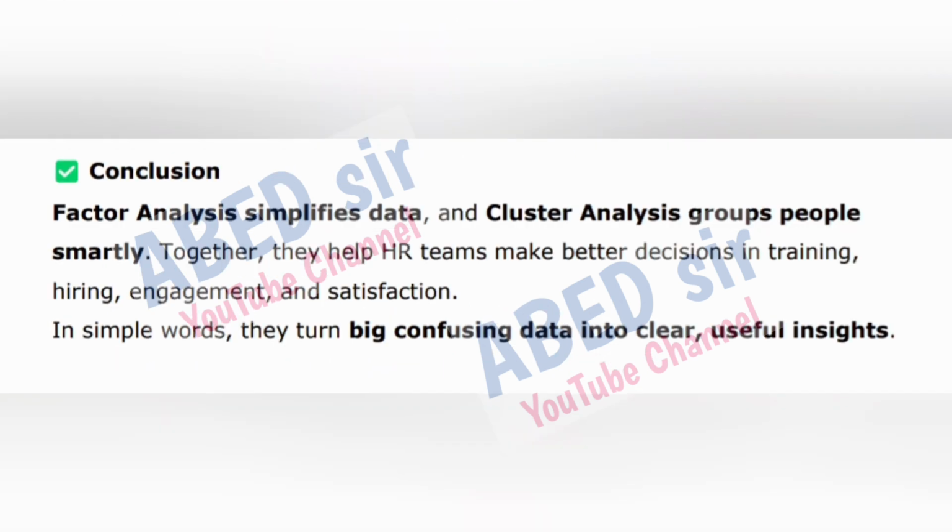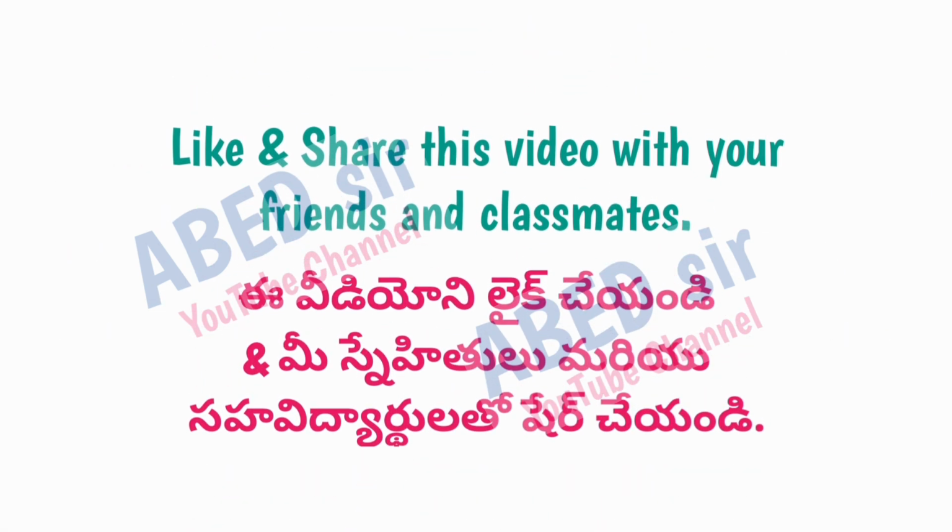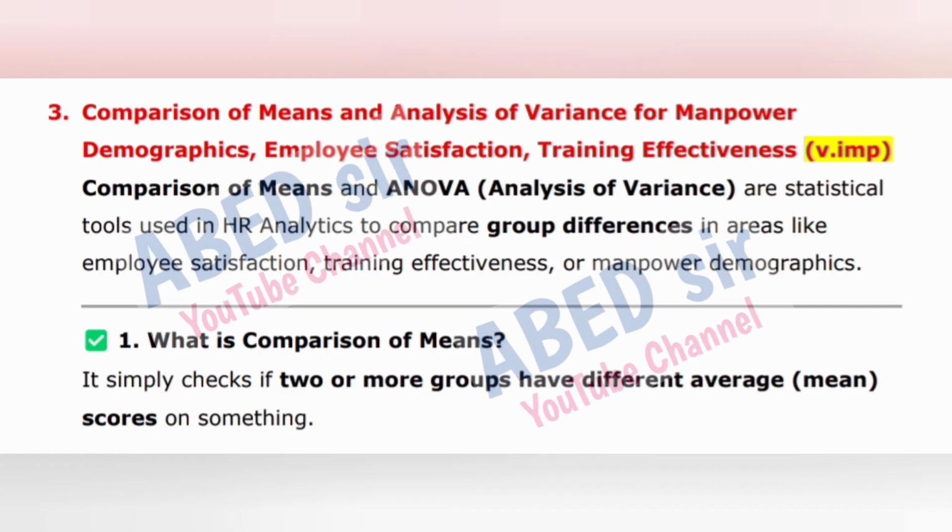Conclusion. Factor analysis simplifies data, and cluster analysis groups people smartly. Together, they help HR teams make better decisions in training, hiring, engagement, and satisfaction. In simple words, they turn big confusing data into clear, useful insights. Next important long question is 3.